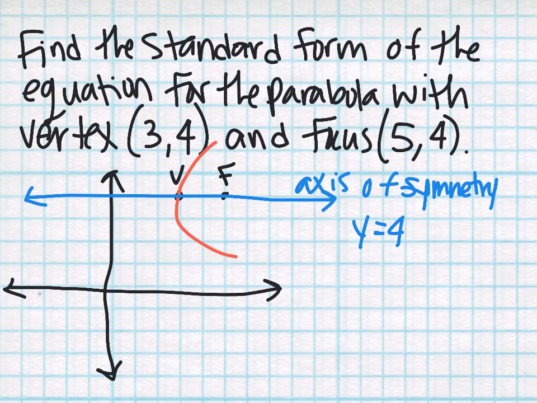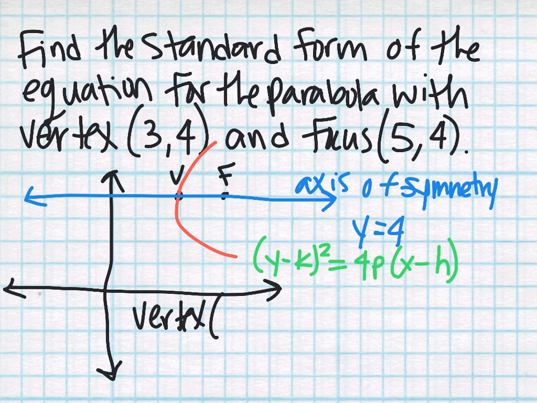So that tells me the form of the standard equation I need to use is this one: (y - k)^2 = 4p(x - h). So now we need to figure out where all these different variables come from. The vertex has the coordinates (h, k). So that means h = 3, k = 4.